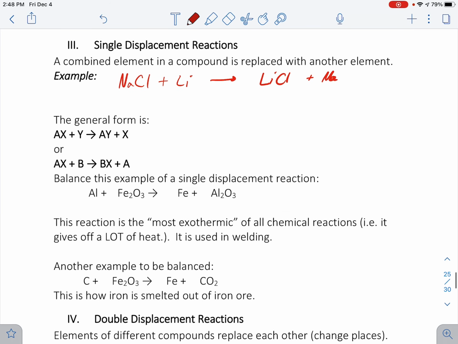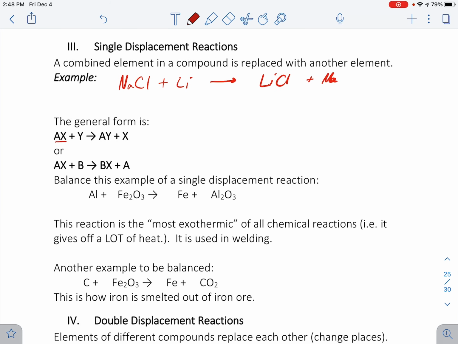So this is typically written this way, where you have A with some other element mixing with a single element, Y, and then the result is A and Y are now a pair, and the product has the other pairing all by itself. So let's balance this example of a single displacement reaction.